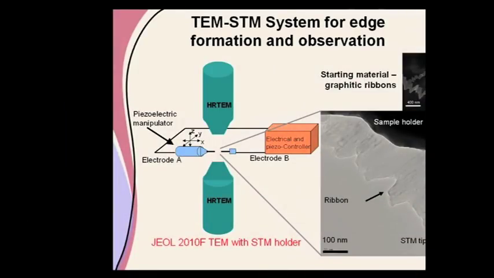Okay, so this is now how to clean up the edges, and then I'll end. So we have a TEM microscope, and we put our little piece of graphene ribbon here, and we put electrodes across so we can make IV characteristics, and we can also do Joule heating. I just want to show you. This is a ribbon that was made in Mexico in Mauricio Terrones' group, and over here is the ribbon.